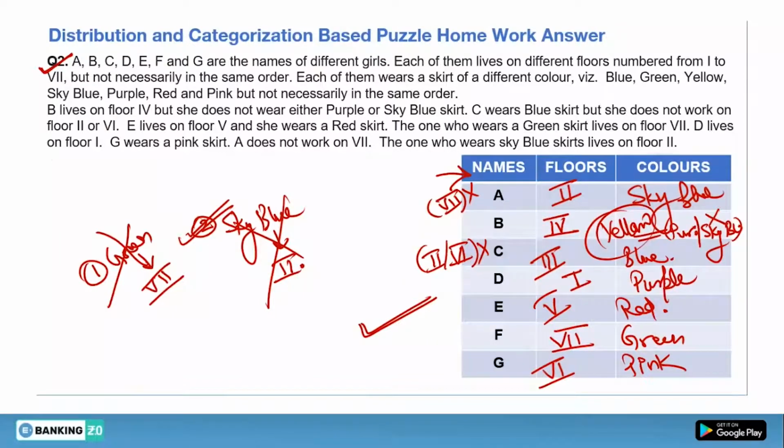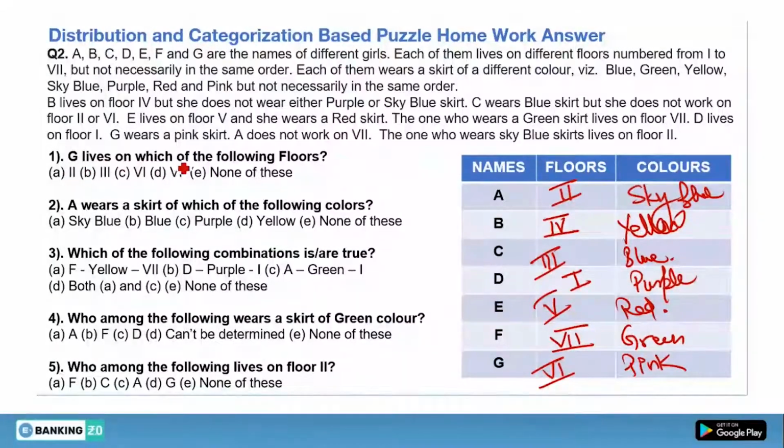Now let's move to the questions. Question number 1: G lives on which of the following floors? So G lives on floor number 6, option C. A wears a skirt of which of the following colors? A wears sky blue, so option A.